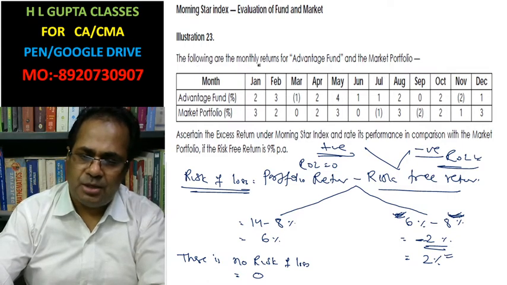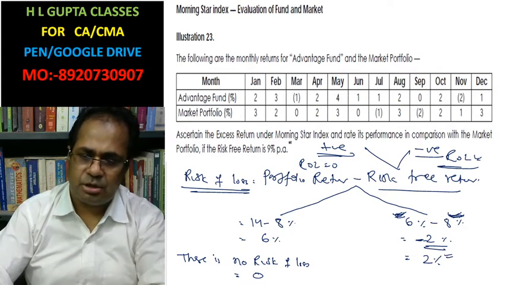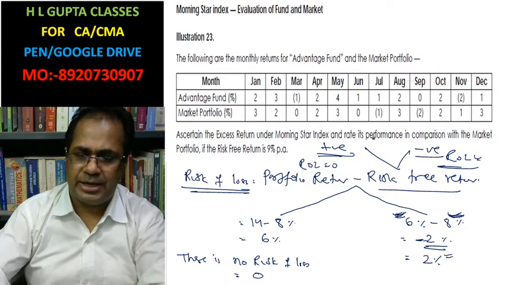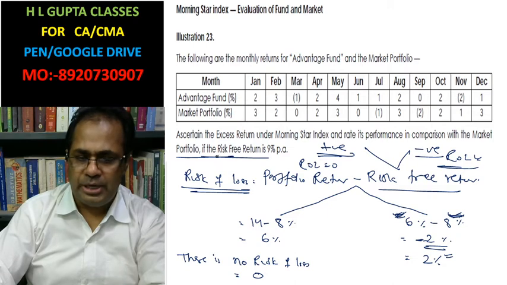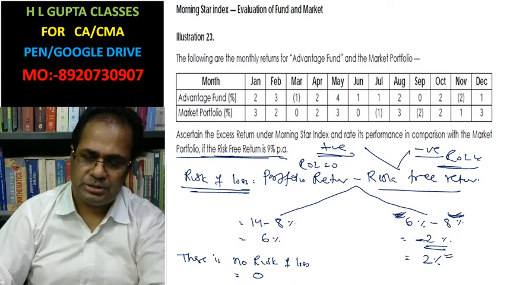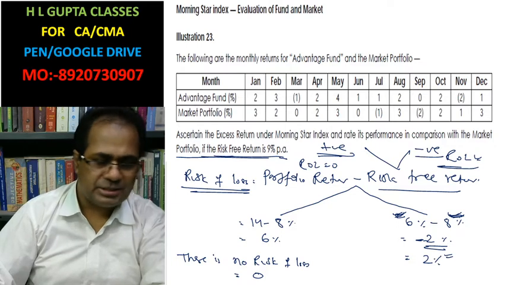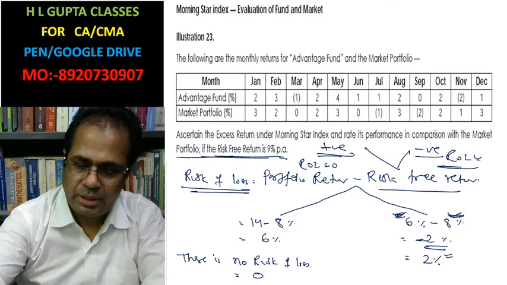The following are the monthly returns of the advantage funds and the market return. Ascertain the excess return on the Morningstar index and the rate of performance in comparison with the market portfolio if the risk-free rate of return is 9%. In this case, average risk of return we need to calculate.